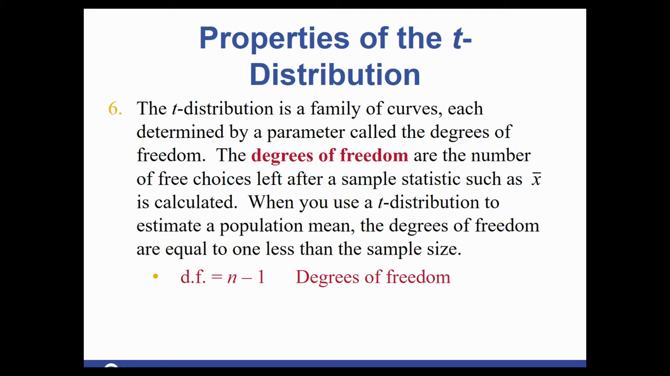It is a family of curves. So there are numerous curves. Each one is designated by the degrees of freedom for it. So it is the number of free choices left after a sample statistic is calculated. So to find our degrees of freedom, which will be asked for when you use inverse t in your calculator, it is always n minus 1. So whatever your sample size is, less 1.